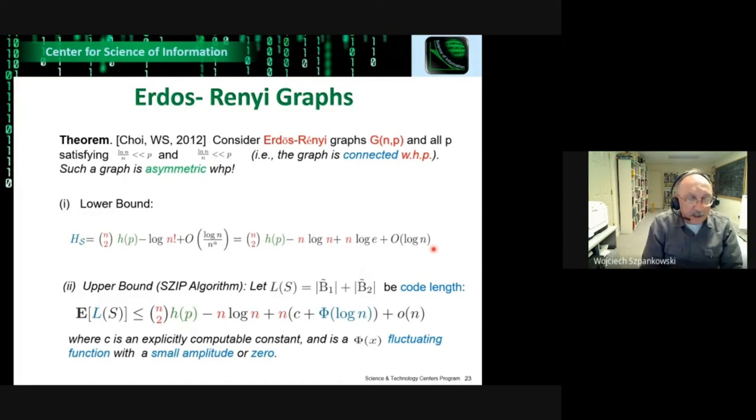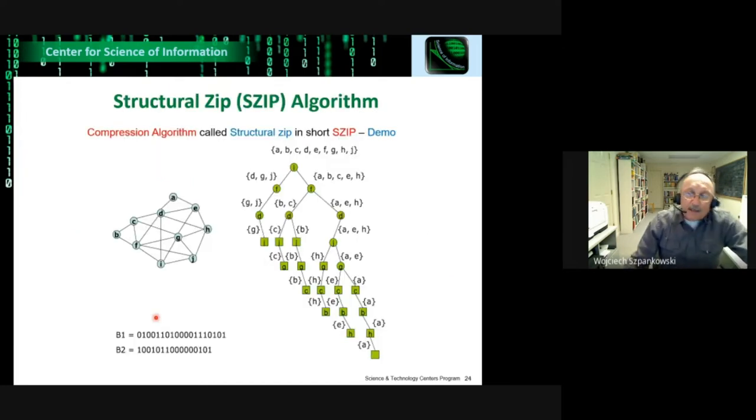This is the first question. How many bits do I need to describe the structure of the graph? Now I need to have an algorithm that actually matches at least the first two terms, because I know it's optimal. We have such an algorithm. I just briefly show you because I want to go to more interesting problems. I call it structural Z. You see this algorithm, which by the way, how it works briefly.